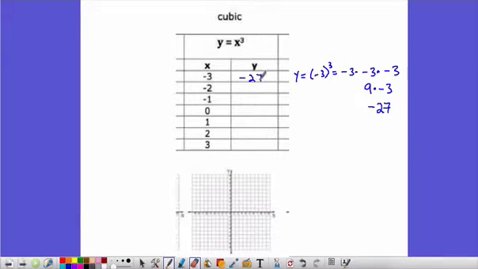So you should have gotten a -27 here. And I told you in the directions, if you can't plot that point, don't worry about it. Let's see what happens when we plug in -2. So we have -2 times -2 is 4. And then 4 times -2 is going to give us -8. And then -1 times -1 is a +1. Times another -1 is going to give us -1. 0, no matter how many times you multiply it by itself, is going to be 0. 1 times 1 times 1 is still 1. And then 2 times 2 times 2 is 8. And then 3 times 3 times 3 is 27.